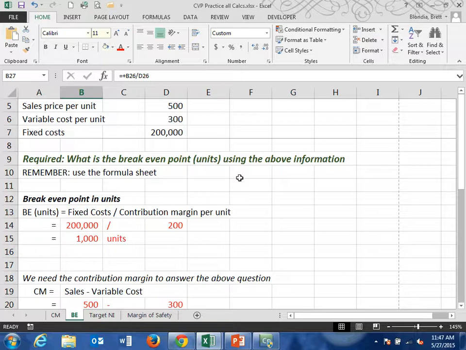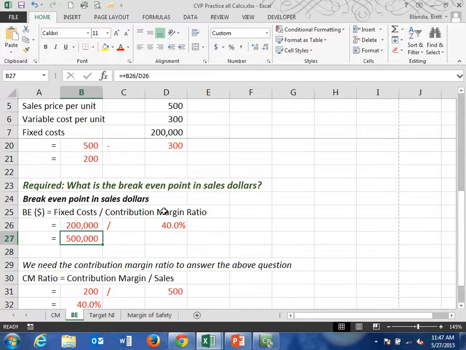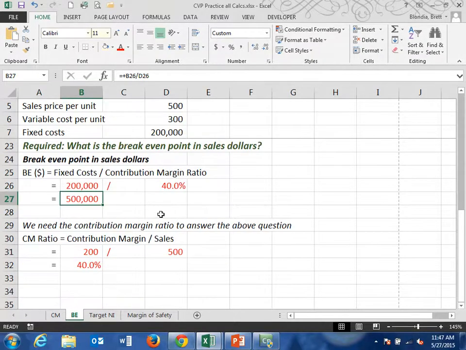Okay? There is a second way. Let's say you were given a question, and part A to the question said calculate the break-even point in units, and then part B said calculate the break-even point in sales. There's multiple ways to calculate this break-even point in sales. So the first method is what we did here with the formula sheet. We said fixed cost divided by contribution margin ratio, and break-even point was 500 grand.